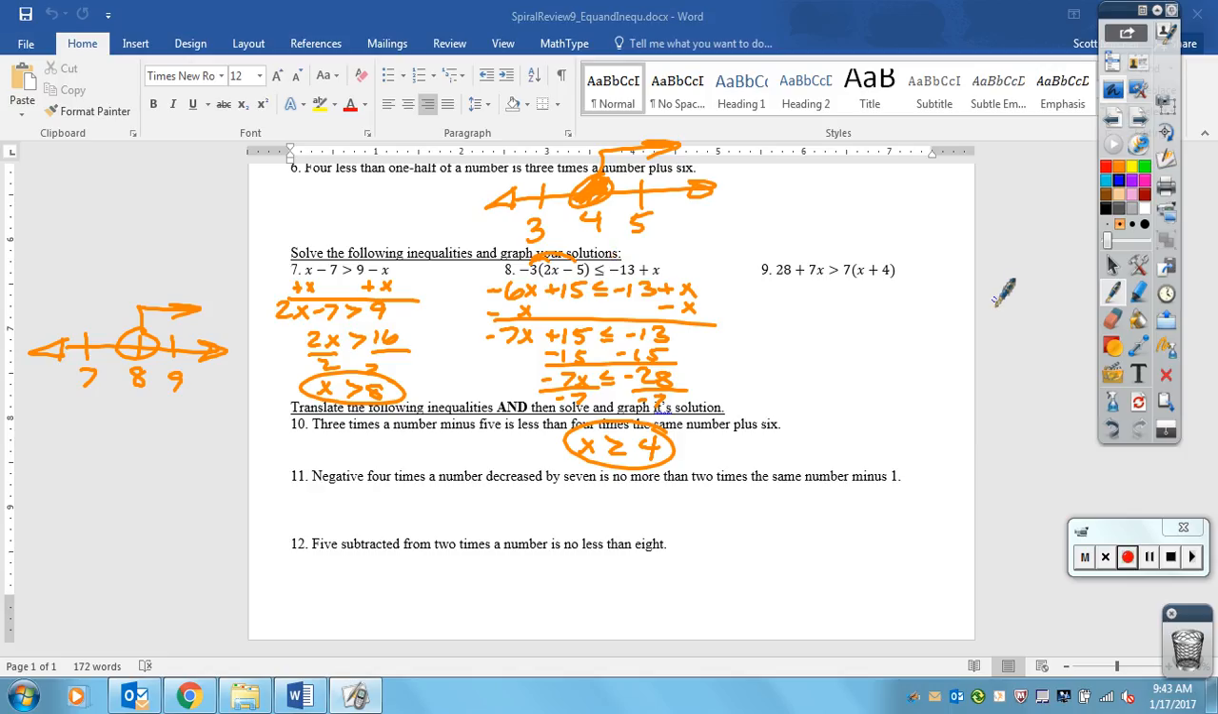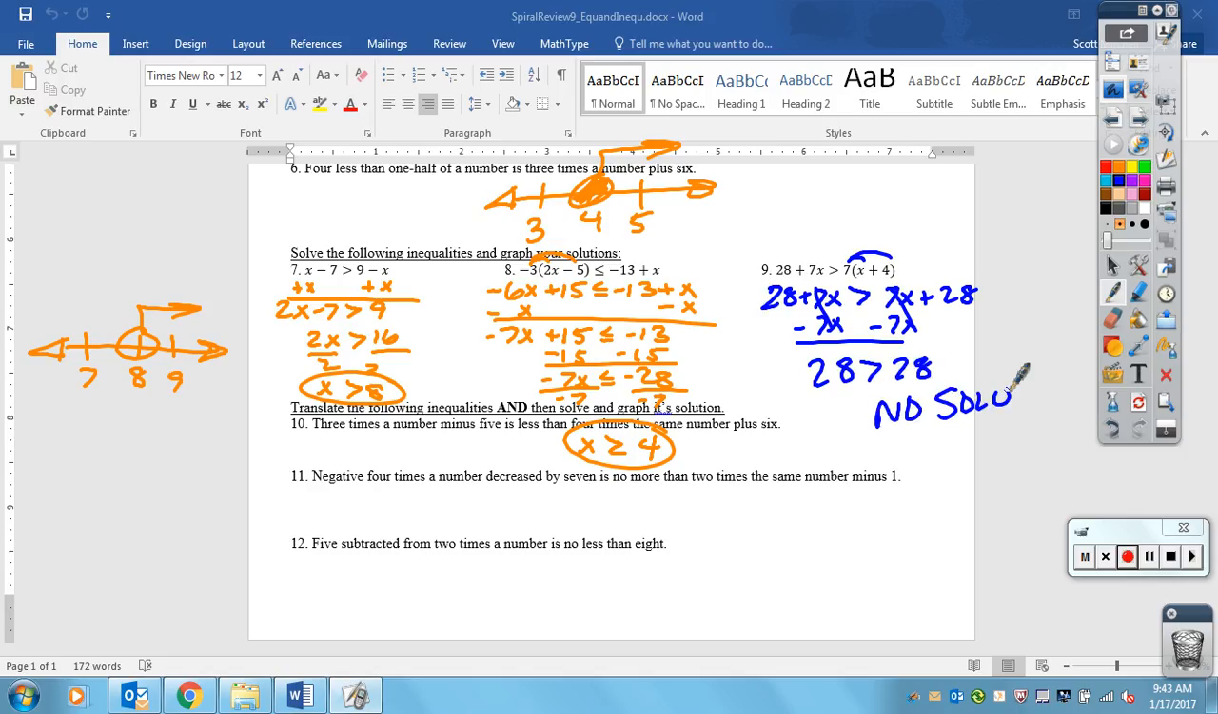Number 9, gotta clean up the right hand side first. 28 plus 7x is greater than 7x plus 28. It's really the same thing, but if you want to play it out, subtract 7x from both sides. 28 is greater than 28. The answer is no solution.